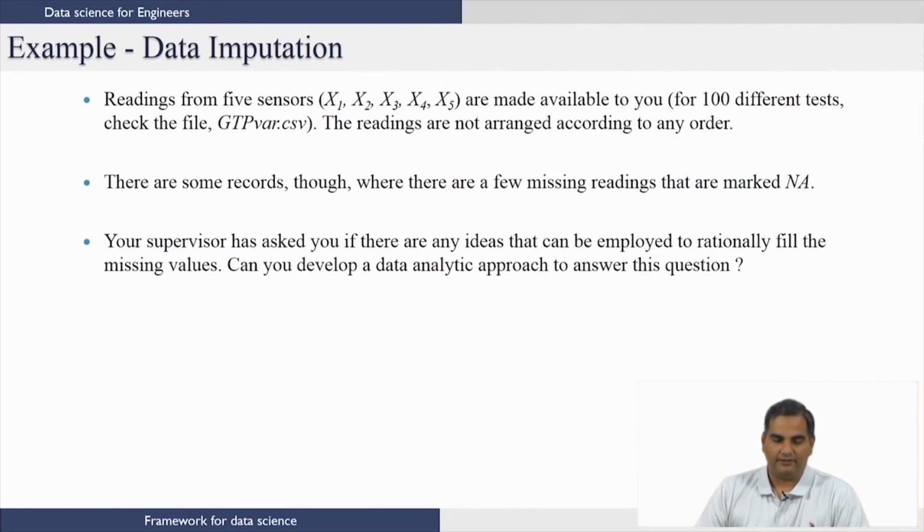So, let me read the problem. It says readings from 5 sensors x1 to x5 are made available to you for 100 different tests, and on the website we also have this file of data which you can use to go through this process on your own. The readings are not arranged according to any order. So, basically what this means is you are not to infer any time sequence or any other sequence from these data samples. Now, if all the data were available, then you could process this data for other activities. However, in this case there are some records which have data that is missing. These are marked as not available, NA.